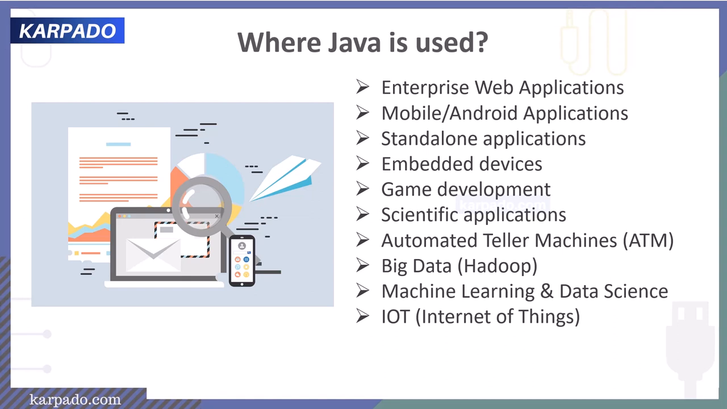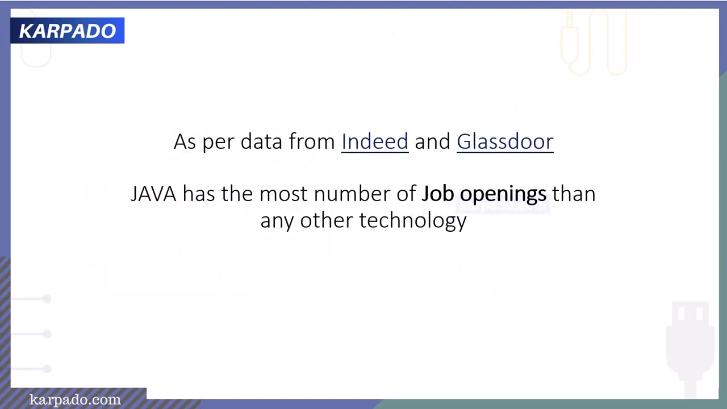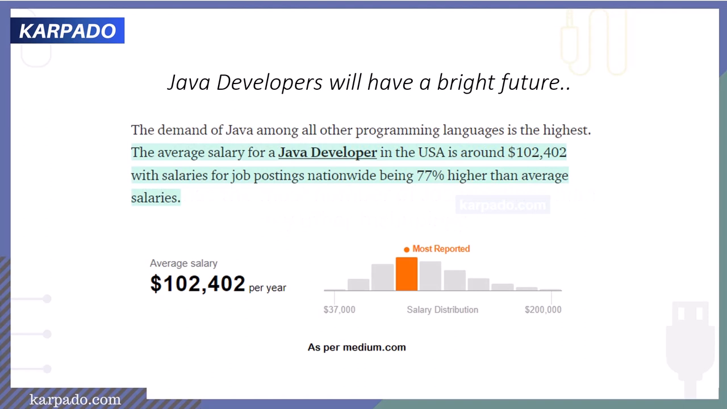So if you learn C++, then your career options might be limited to game development or creating standalone applications. Or if you learn the R language, then your career options could be limited to data mining or data analytics. But if you learn Java, you have all these career options. And for that reason, as per the data from Indeed and Glassdoor, Java has the most job openings of any technology. And this is as per Medium.com statistics. The demand for Java among all other programming languages is the highest. And the average salary for a Java developer in the USA is around $102,000, which is 77% higher than the average salaries.